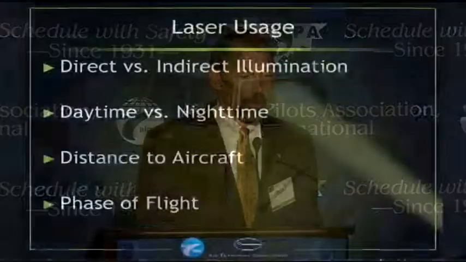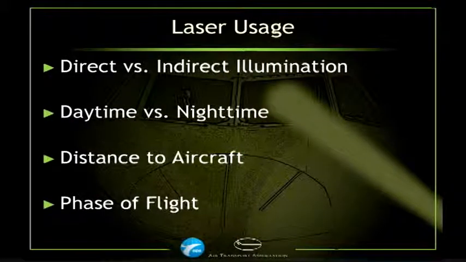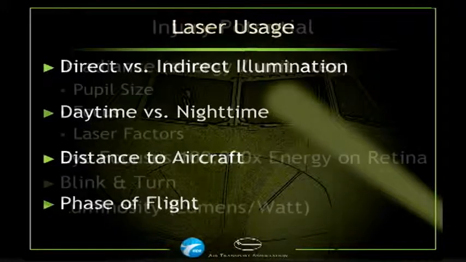Another factor in the hazards of lasers is how it's used, whether it's direct or indirect illumination, whether you're getting reflections, whether it's used in the daytime or nighttime. Again, the nighttime eye is adapted. It has a very wide aperture in the pupil, so it's receiving more light. You're adapted to that. Distance is the primary factor. And then the phase of flight also presents different risk depending on when you're exposed.